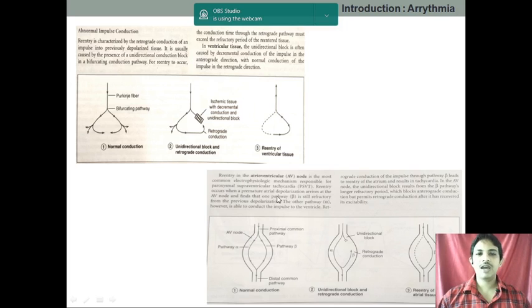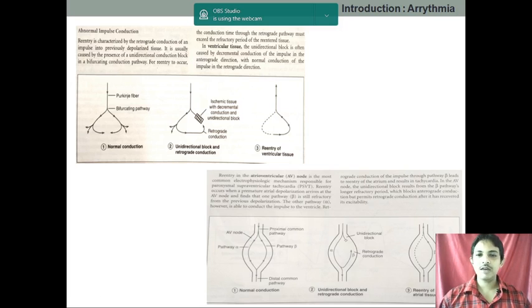That is one type. Another type is re-entry into the AV node. In this case, what we can observe is that when the impulse comes from the AV node, it may divide into pathway alpha or pathway beta, and again they form a distal common pathway.